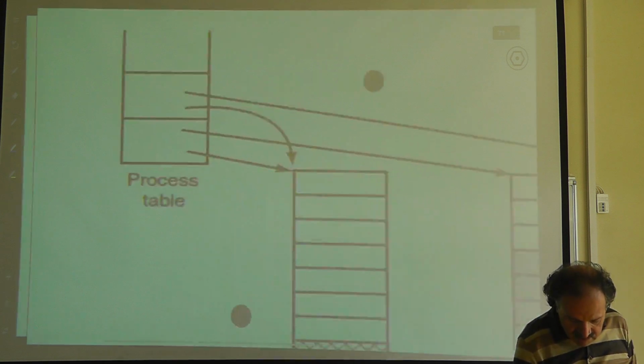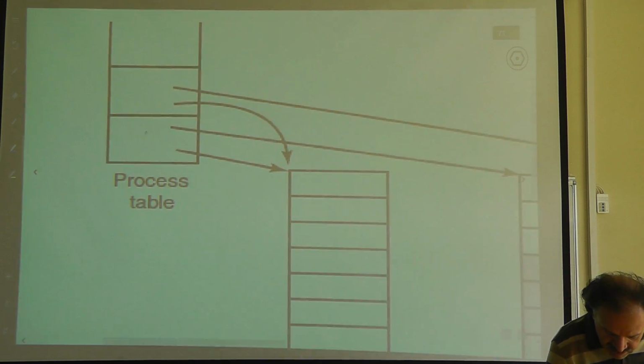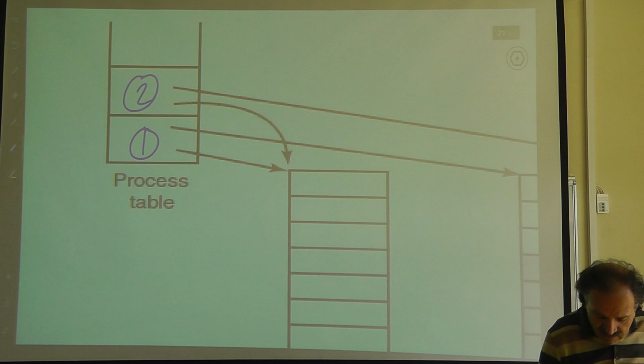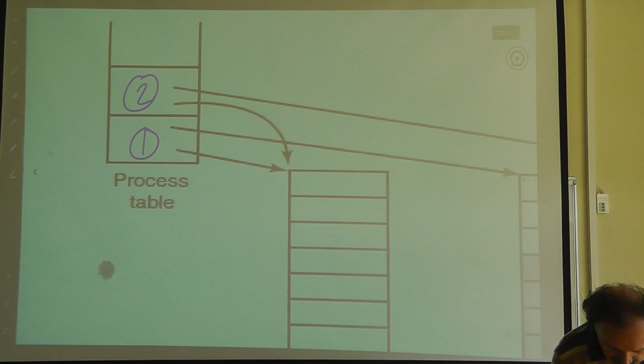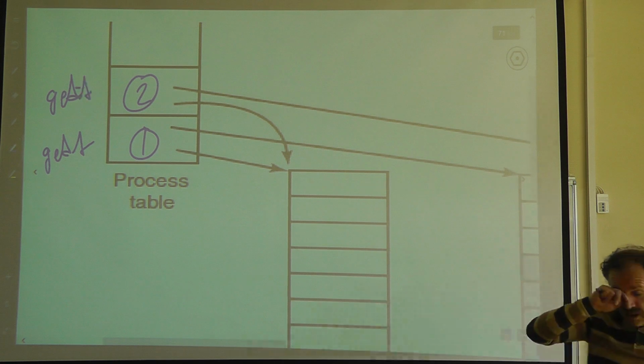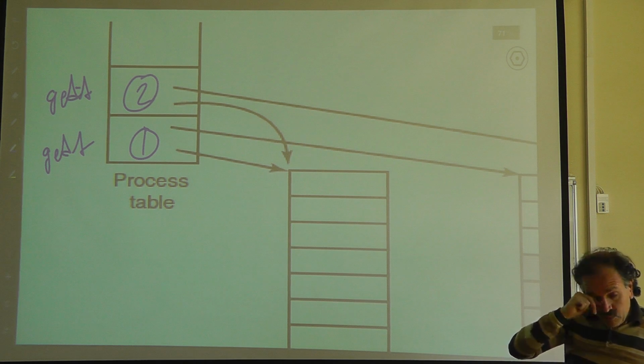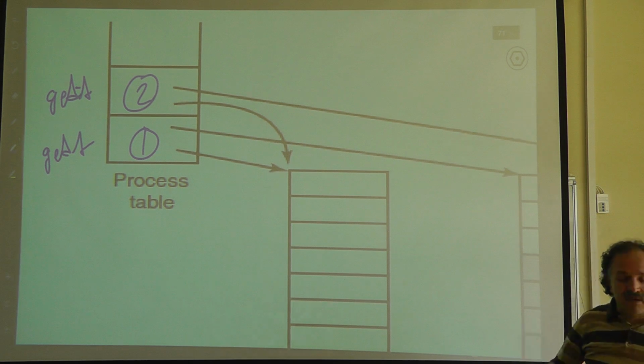Okay? This is my process table. This is my process number 1 and process number 2. These are running the same program. Let's say what kind of program? I am running gedit, and this one is gedit 2. I am running two copies of the gedit program. So the program part is exactly the same, but the data part is different.